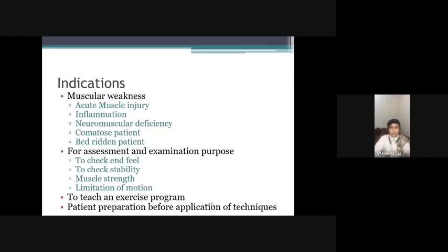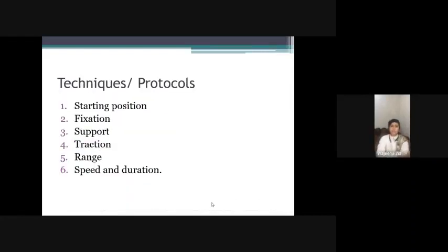And whenever you are teaching any exercise plan to the patient, if the patient is not understanding the commands, you have to teach it with the passive movement. Before the preparation of any kind of technique, you have to prepare the patient with the help of the passive movement. The techniques and the protocols are the same as I told you in the resisted, assisted, and the free exercises.